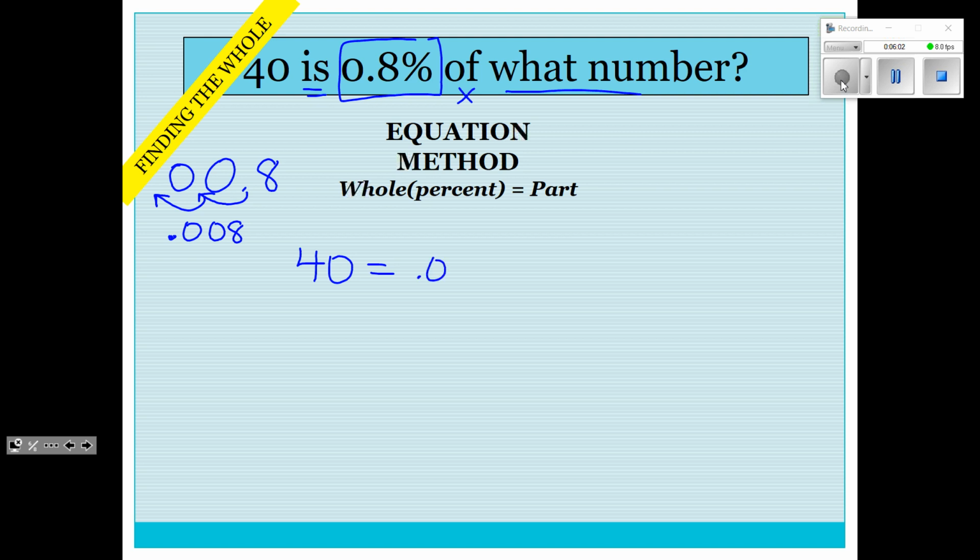So 0.008x. Now we have to divide both sides by 0.008. And let me take my calculator, 40 divided by 0.008. And we get 5,000.